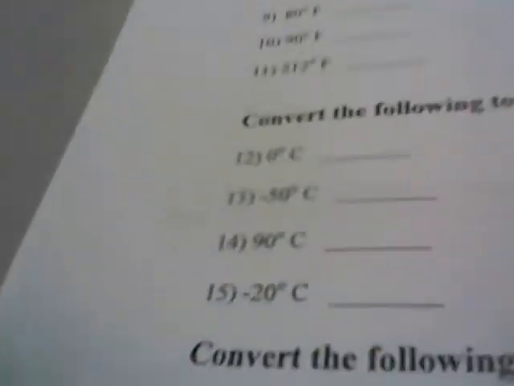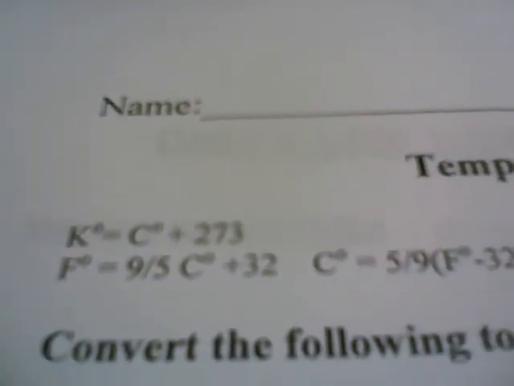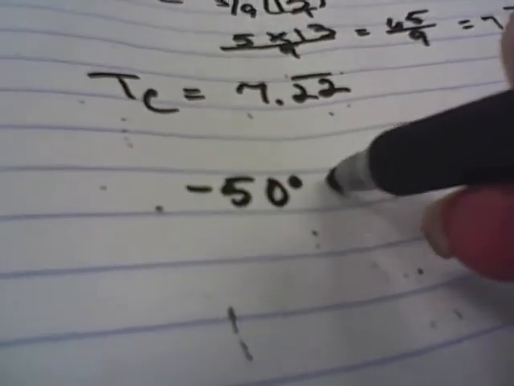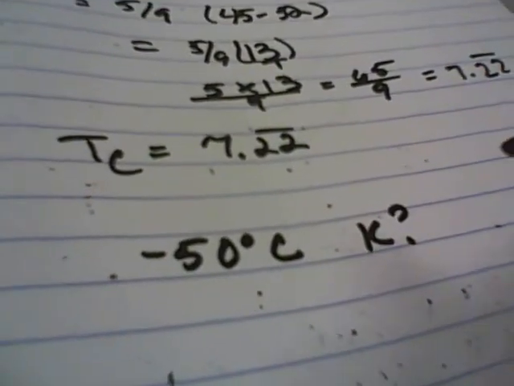All right. Moving on, how to convert to Kelvin. If you have degrees Celsius, that means that we're going to use this equation here, where we have Kelvin equals C plus 273. So we'll go here, and we'll start with number 13, right? Because number 1 is really simple. So we'll start with number 13, which is negative 50 degrees Celsius. So negative 50 degrees Celsius. We want to know what Kelvin is.